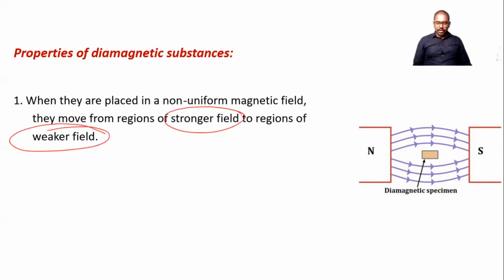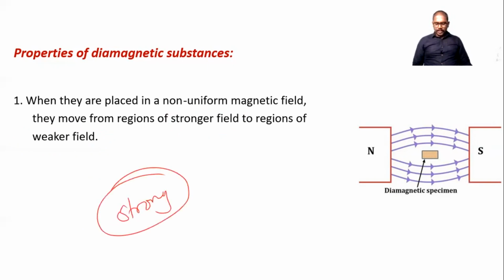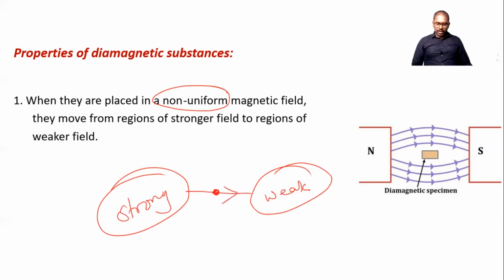This is basically because when we place diamagnetic substances in magnetic field, I consider here it is a strong magnetic field and this is weak magnetic field. We are placing this in non-uniform magnetic field. Non-uniform means it is not constant. If we place diamagnetic substance here in between these two, then the diamagnetic substance is repelled by both the fields. So strong magnetic field repels it very strongly, so it moves from stronger part of the field to the weaker part of the field.